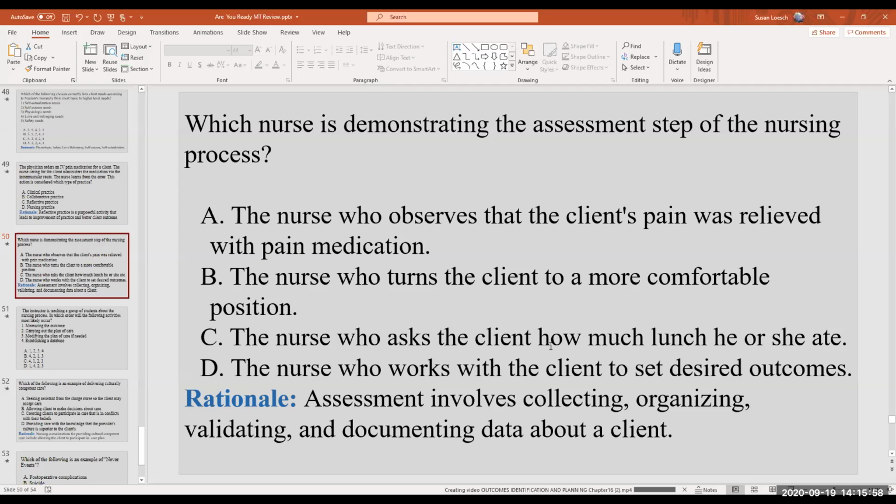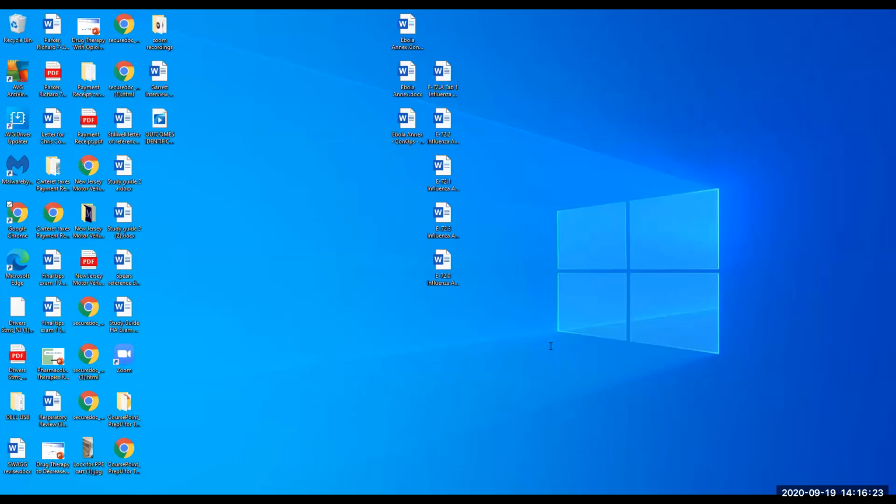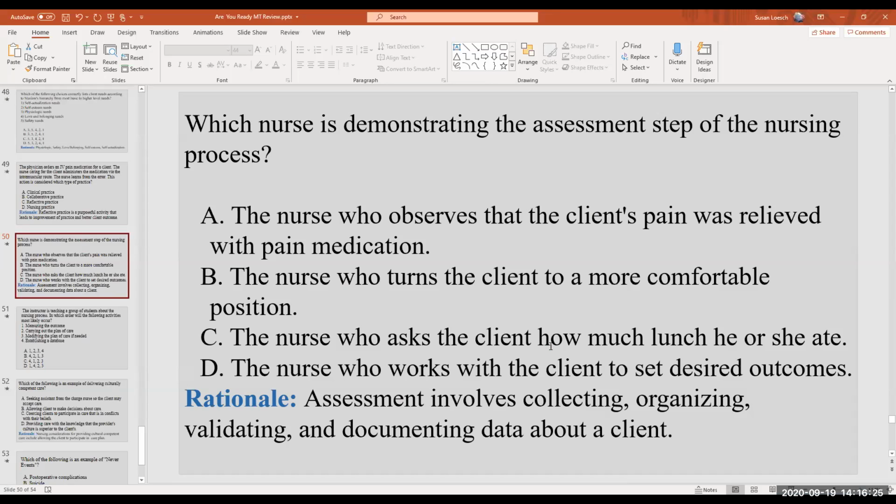I always get tricked up with these ones because when you're assessing, it says the nurse who turns the client to a more comfortable position. Like you could have walked, well, no, because that's actually doing. Okay, let's talk about them for a second. So A is an evaluation, right? Really observing the client to see if the pain was relieved. So she's evaluating there. The nurse who turns the client is implementing. Amazing.